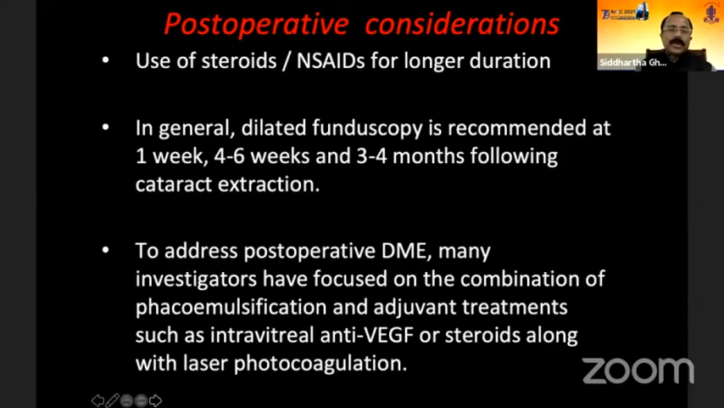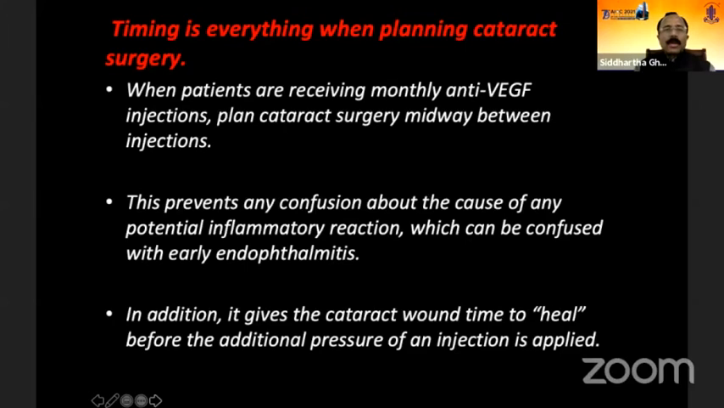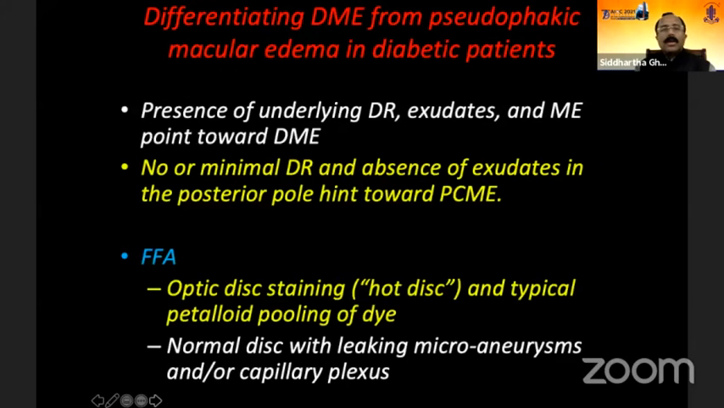And as for the treatment, to address post-operative DME, a combination of phacoemulsification with any other adjuvant treatment is recommended. It could be intravitreal anti-VEGF, steroids, or laser photocoagulation as the case demands. And there are many drugs available now. But, you know, timing is everything when planning for cataract surgery in patients. In patients who have already been receiving monthly anti-VEGF injections for DME treatment, we need to plan cataract surgery midway between two injections.